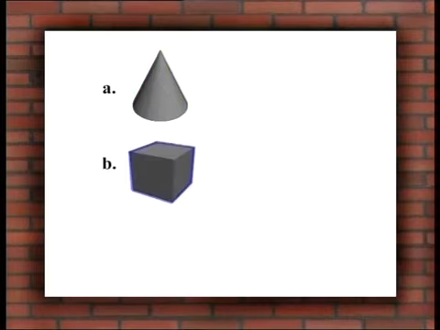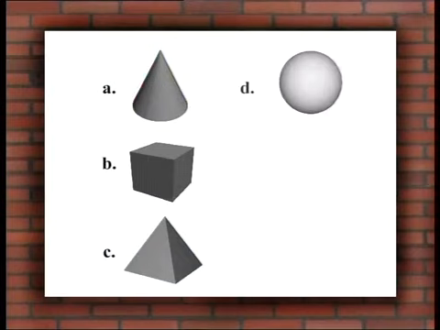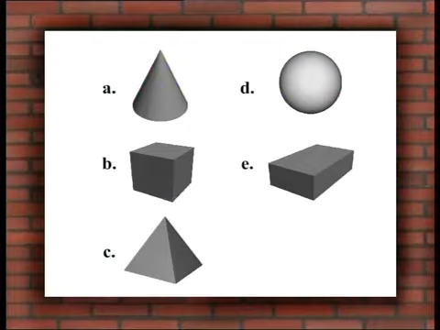Can you name all the solid geometrical shapes? A. Cone. B. Cube. C. Pyramid. D. Sphere. E. Cuboid. And F. Cylinder.